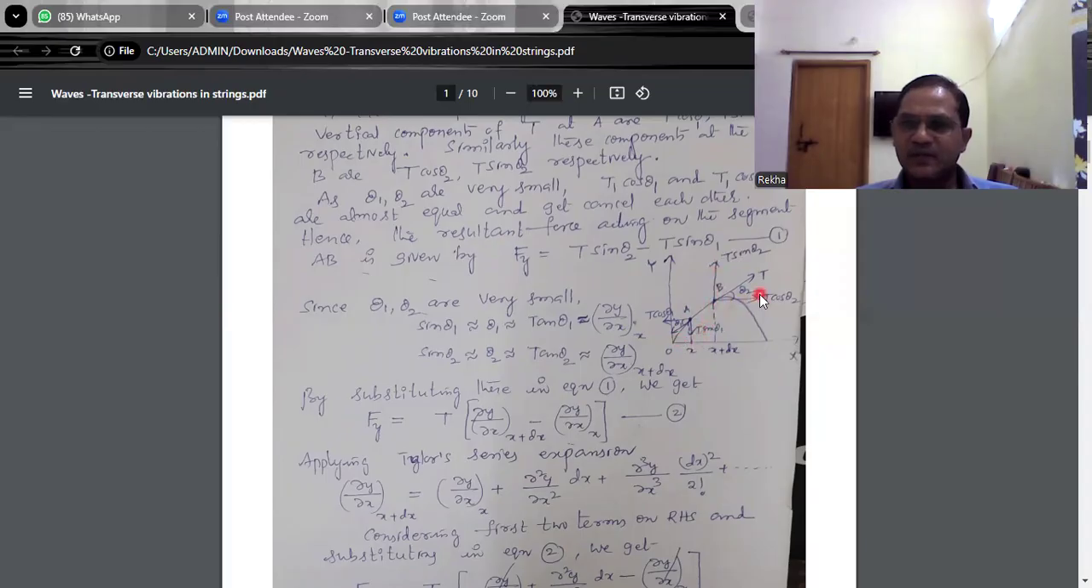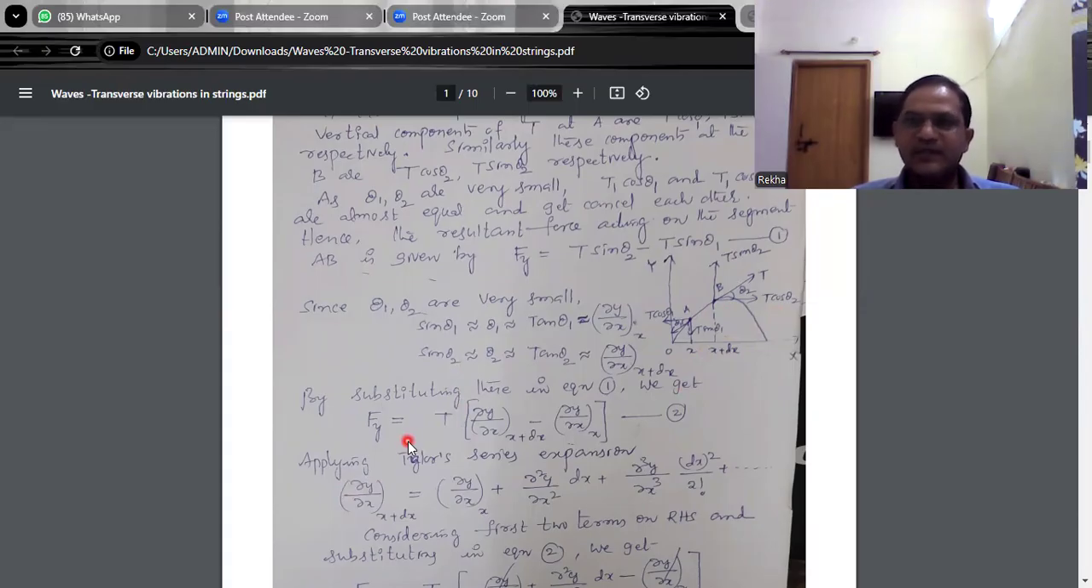Since theta 1 and theta 2 are very small, T cos theta 1 gets cancelled with T cos theta 2. So there are only the vertical components acting on the segment AB, that is T sin theta 1 acting vertically downwards and T sin theta 2 acting vertically upwards. The resultant force is equal to the greater value minus the smaller value. So T sin theta 2 is greater than T sin theta 1. That's why I have written F is equal to T sin theta 2 minus T sin theta 1.